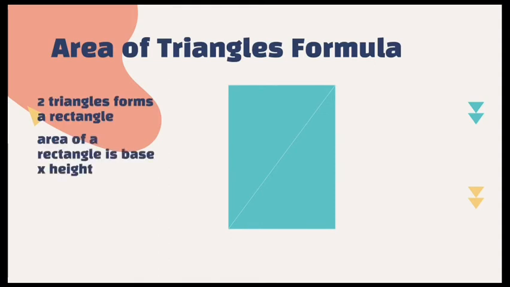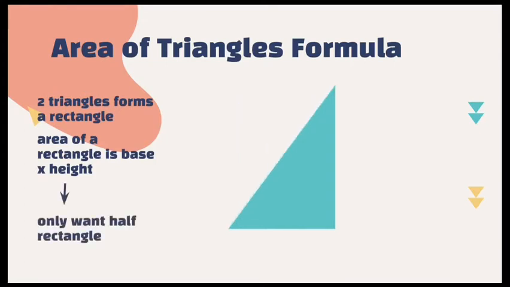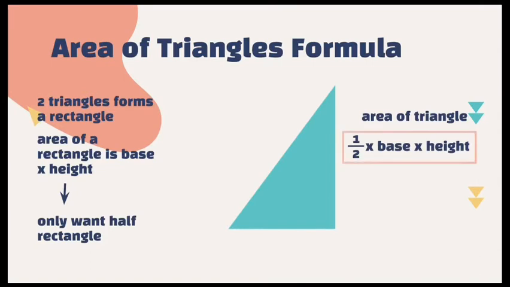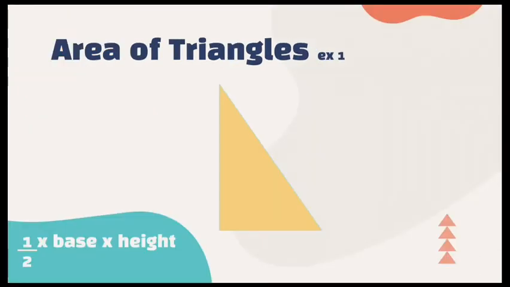And we know the area of a rectangle is base times height. But since we want the area of a triangle, that's half the rectangle. So the area of the triangle becomes half times the base of the triangle times the height. So all we do is we're doing the area of the rectangle, but dividing it by 2 because that's the area of the triangle. So let's go ahead and try it.